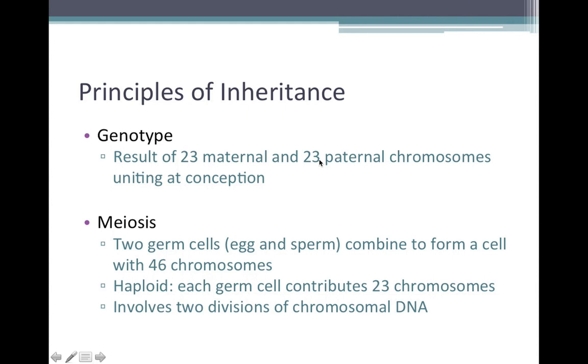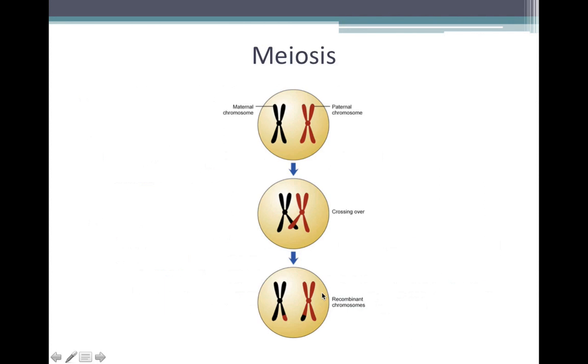So if the sperm carries 22 autosomes and 1 X chromosome, and that sperm fertilizes the egg, that will create a genetic female, because then that zygote will have 22 autosomes and 2 X chromosomes, which is genetic female. Now, meiosis is this process of cell division, like I mentioned earlier, where from one diploid cell we end up with haploid daughter cells, and each one contributes 23 chromosomes to the zygote.